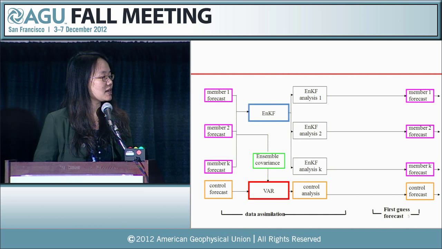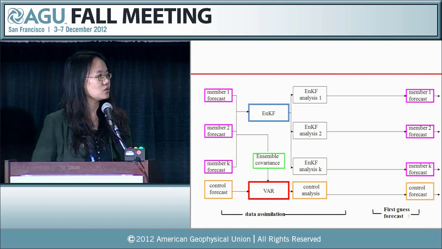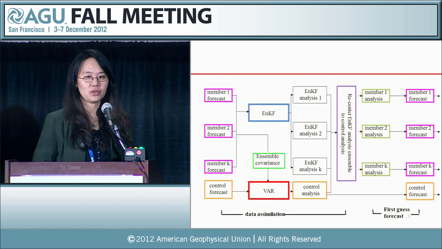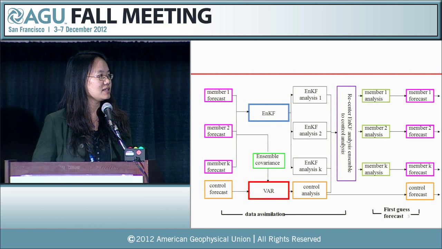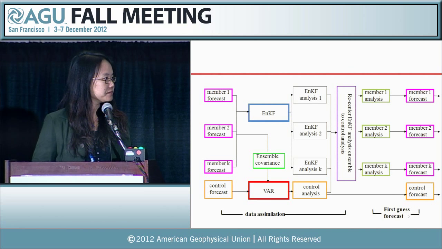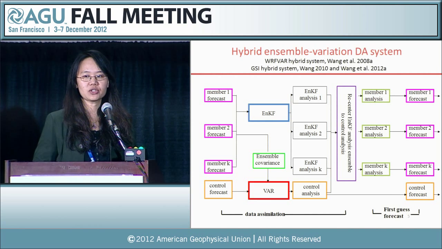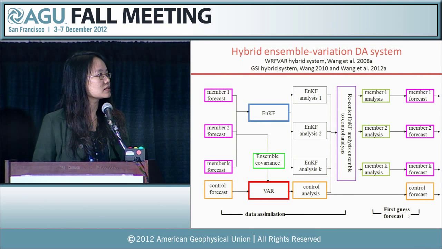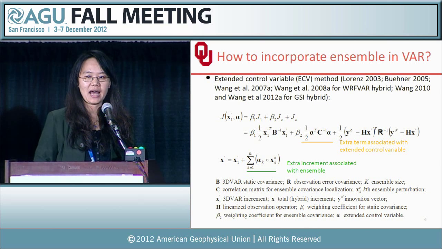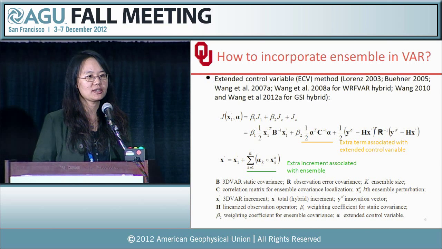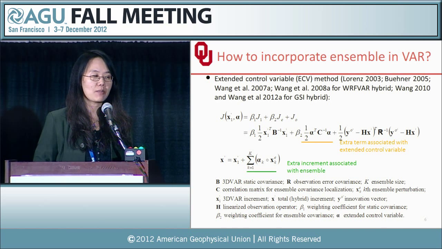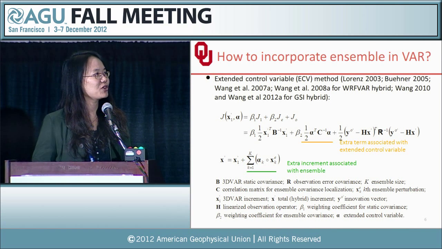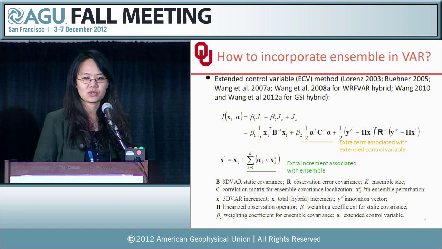For a one-way coupled system, we just incorporate ensemble covariance into the variational system. For a two-way coupled system, we further recenter the EnKF analysis ensemble on the control analysis output from the VAR. This flowchart actually applies to both the WRF hybrid system and the GSI hybrid system. One of the important components in the hybrid is how to incorporate the ensemble into the variational system. For both the WRF hybrid and GSI hybrid, we use the extended control variable method. But I'm not going to go through the math today because it's very complicated. If you're interested, we can talk offline, or you can also refer to these references.